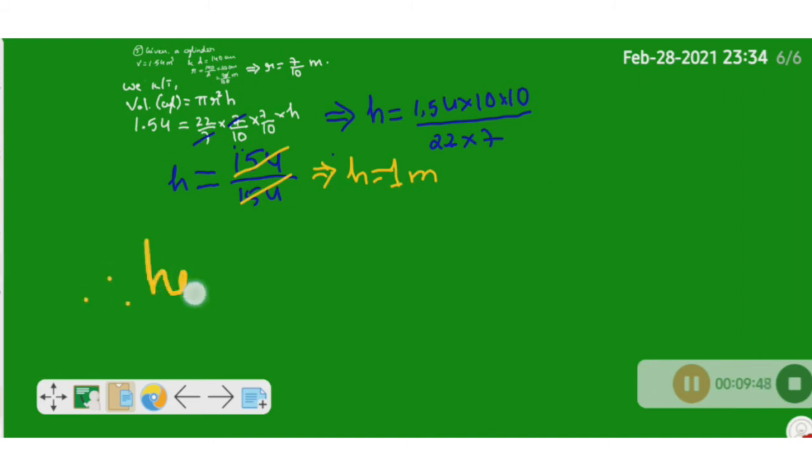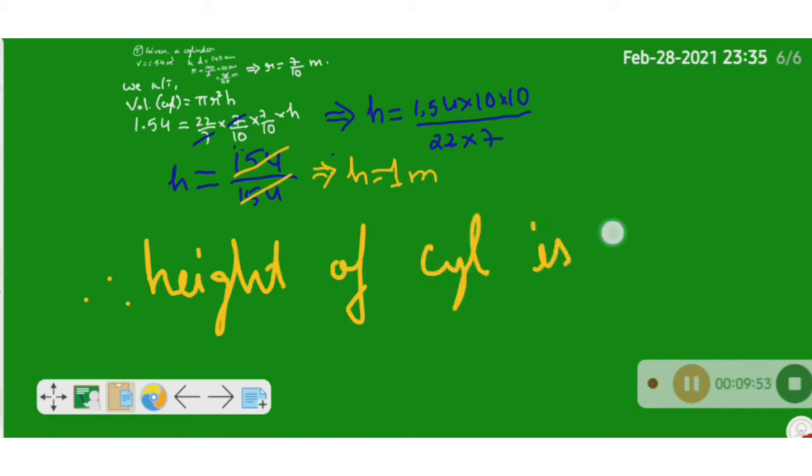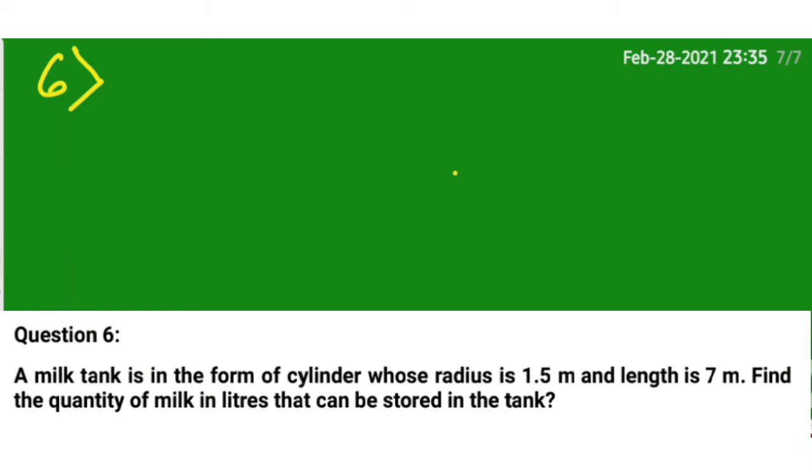So write down the conclusion. Therefore, height of cylinder is 1 meter.